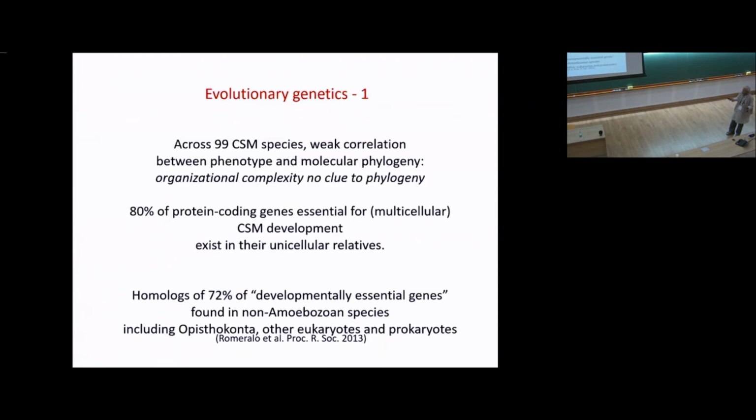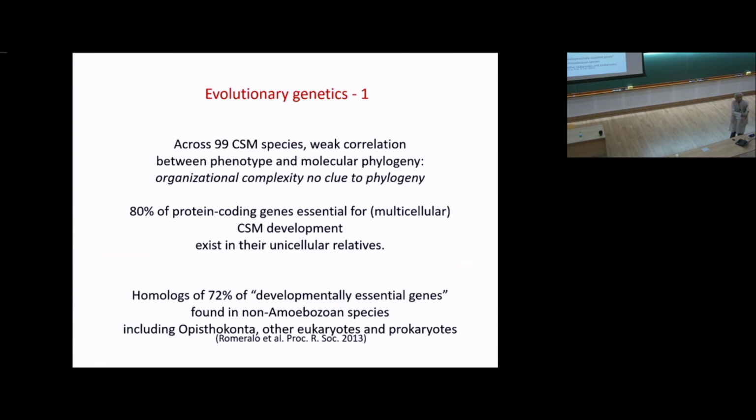Secondly, these same phylogenies that I told you about have shown, and I've mentioned this already, that phylogenetic position in terms of complexity of form seems completely unrelated to phylogenetic position in terms of changes in ribosomal DNA sequence, which we think is objective. So organizational complexity seems to give us no clue to phylogeny.